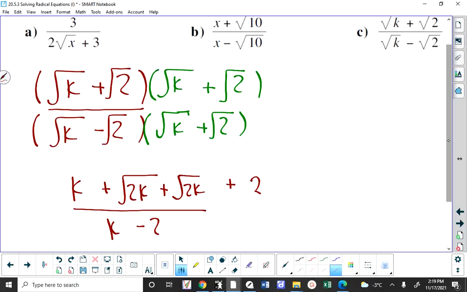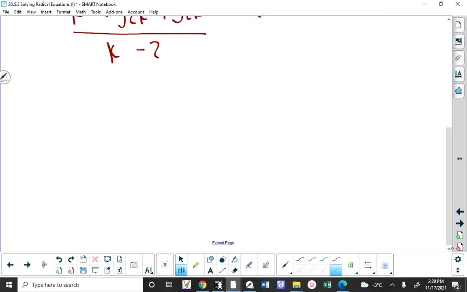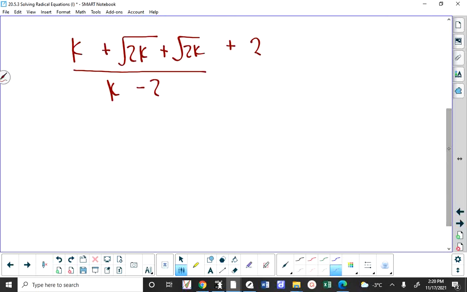I don't think there's going to be anything we can really do with this other than to bring those two terms together. There's only a lone k, there's a lone 2, and there are a couple of root 2k's. So root 2k plus root 2k is 2 root 2k, just like 1 kitten plus 1 kitten is 2 kittens. And this is over k minus 2.